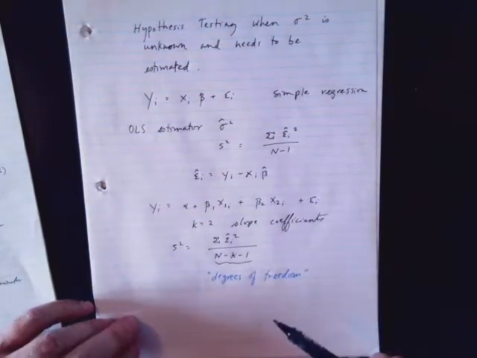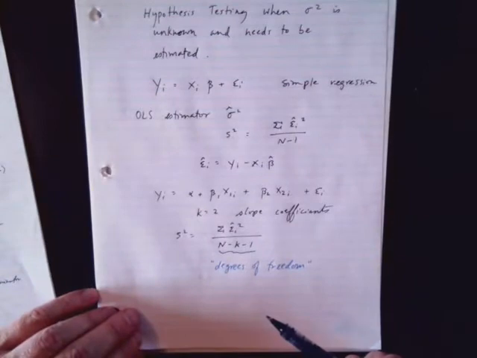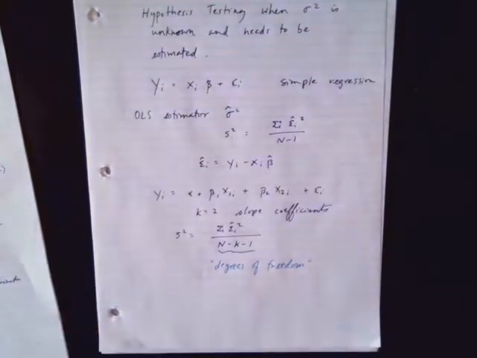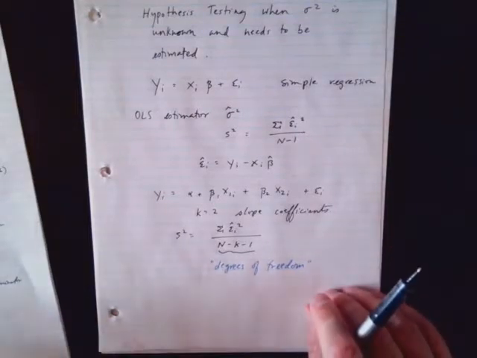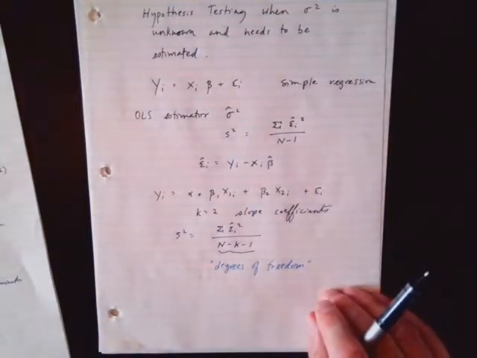And in the R output, you'll notice that they report the degrees of freedom, but they don't report the sample size unless you ask for it. But that's okay, because you could figure out the sample size if you're given the degrees of freedom, and you can look and see how many coefficients are estimated.